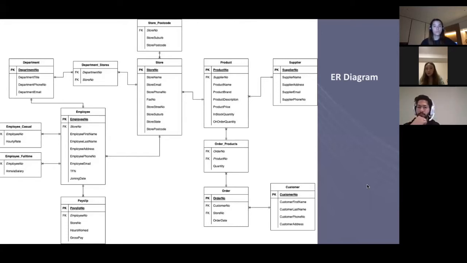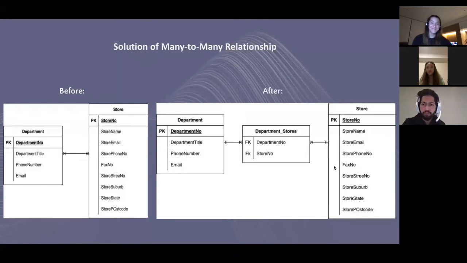For example, in the same store table, we can see that store suburb and store postcode are dependent on each other, and that could be a problem because if we change the store postcode, the store suburb will change automatically because they are interrelated. To fix that, we created another table called store postcode, with the attributes store suburb, store postcode, and store number. So that's the whole normalization process. I would like my friend Alina to discuss more about our tables.